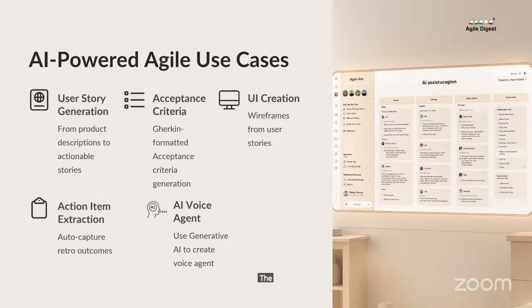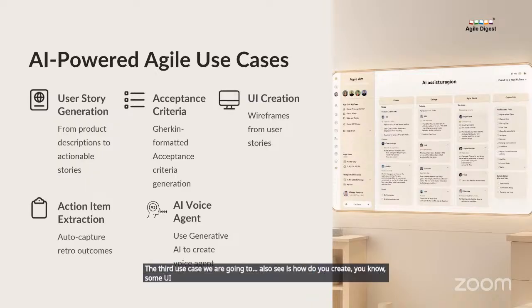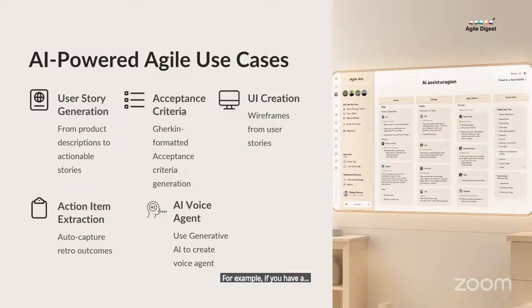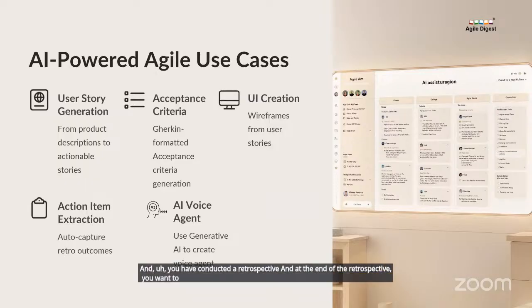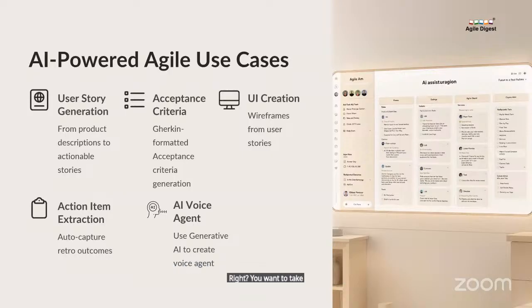The third use case is how you create some UI interfaces. For example, if you have a user story which requires some interaction with the designer, how can you use AI to do that? The fourth use case is that imagine you are a scrum master and you have conducted a retrospective, and at the end of the retrospective you want to generate some action items to take forward in the next sprint.